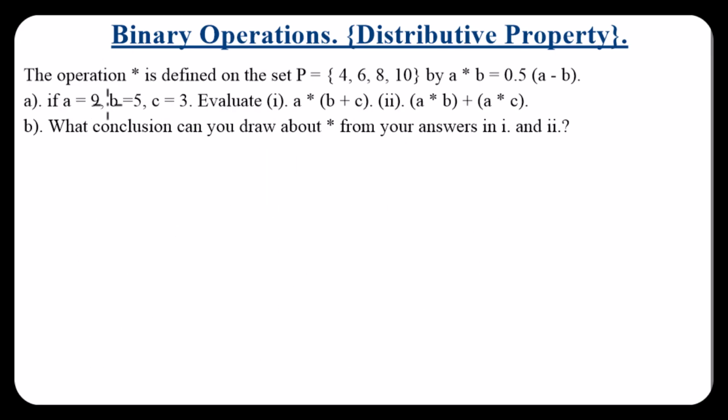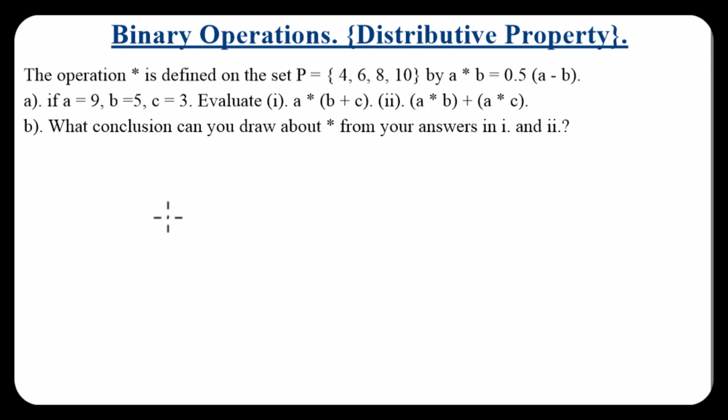So for the next example, we're told that the operation star is defined on the set P equal to {4, 6, 8, 10} by A star B equal to 0.5 A minus B. For option A, we're told that if A equals 9, B equals 5, C equals 3, evaluate, Roman figure 1, A star (B plus C), Roman figure 2, A star B plus A star C. And option B, we're asked what conclusion can be drawn from our answers in 1 and 2.